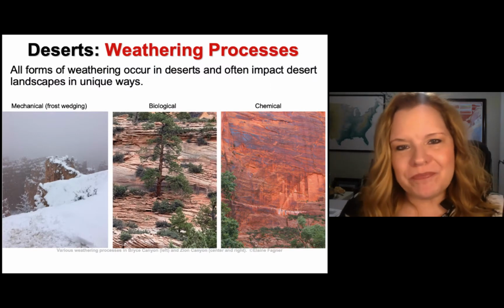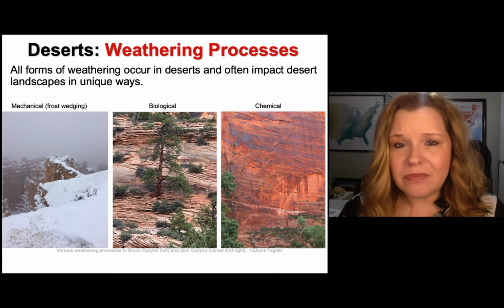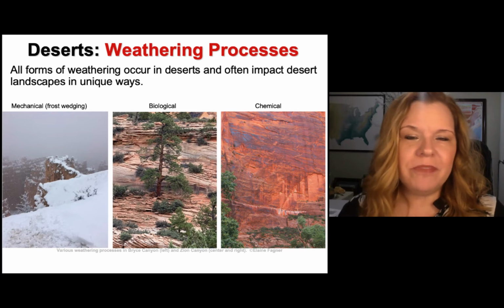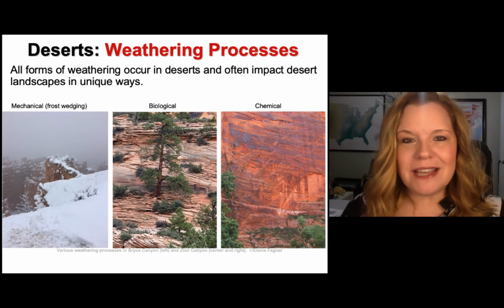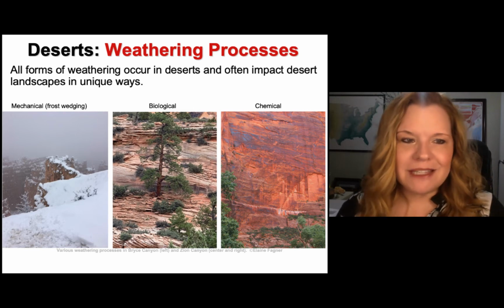In the desert, we have numerous types of weathering processes. So you learned about mechanical, biological, and chemical, all of which are shown here. Usually you don't just see one type of weathering process in an area of a desert. You see all of them. Let me show you what's happening in these pictures.